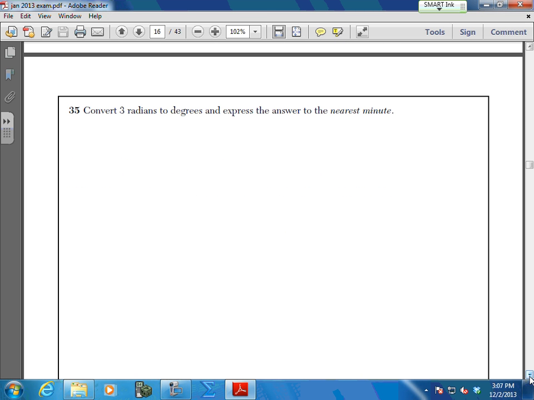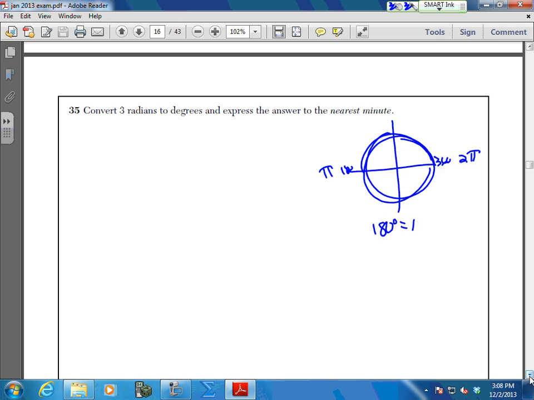This one kind of surprised me that they stuck this in here. But remember, when you have a circle, 180 degrees is half of your circle of 360. Your whole circle is 2 pi. So therefore, 180 is pi. This is key. 180 degrees is pi. So therefore, 180 over pi is 1, and pi over 180 is 1.